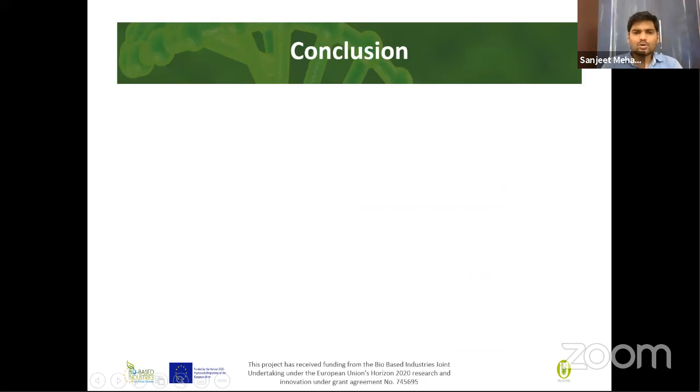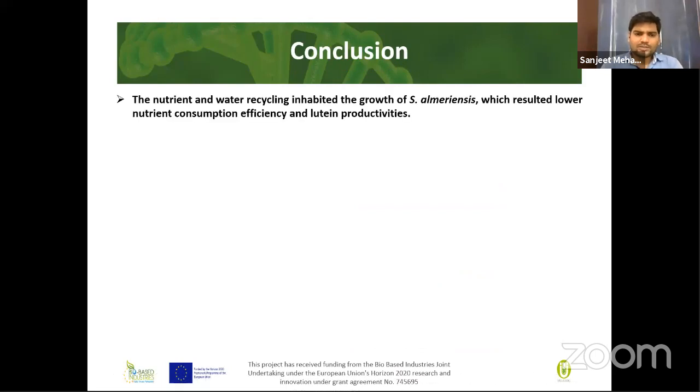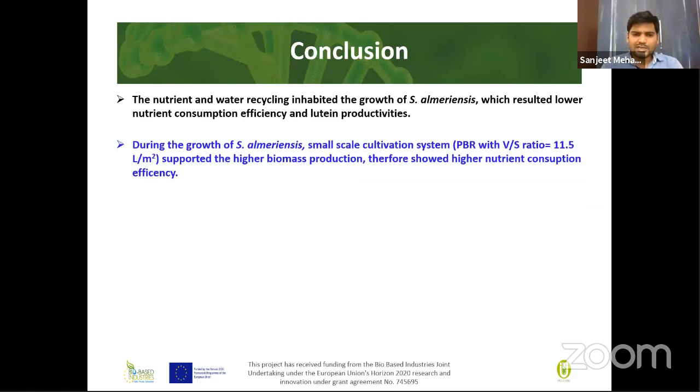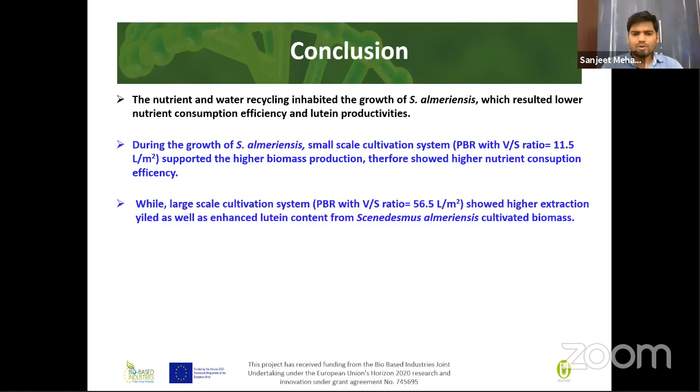So here I would like to conclude my presentation. Nutrient and water recycling inhibited the growth of Scenedesmus almeriensis, which resulted in lower nutrient consumption efficiency and lutein production, as we saw earlier in the results. During the growth phase of Scenedesmus almeriensis, the small scale cultivation system with a volume to surface ratio of 11.5 liter per square meter and a working volume of 1.2 liter supported higher biomass productivity, while also showing higher nutrient consumption efficiency, while the large scale cultivation system supported higher extraction yield as well as lutein content in Scenedesmus almeriensis.